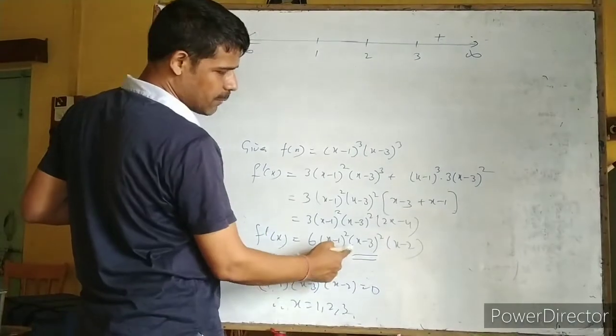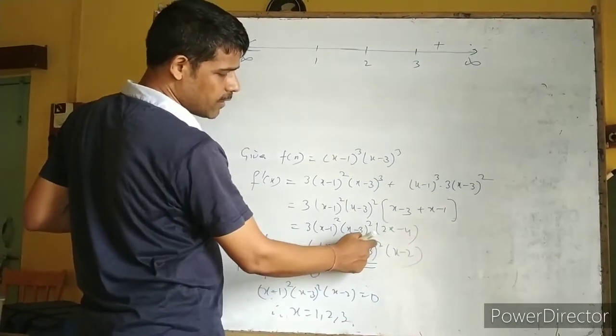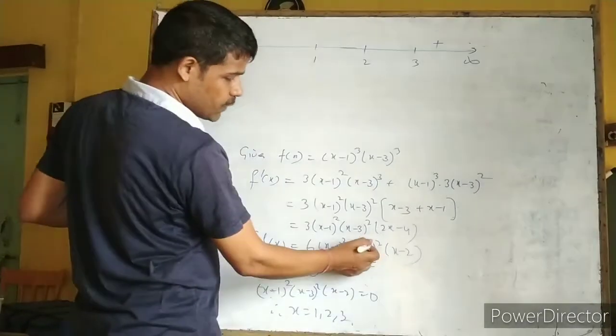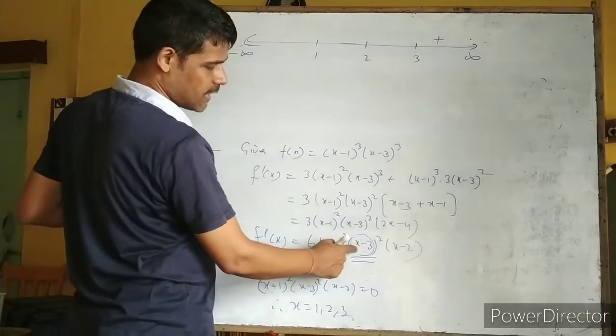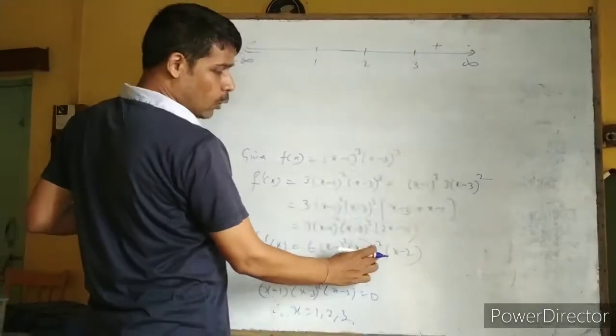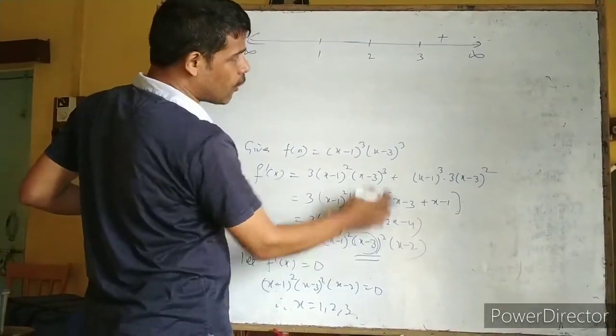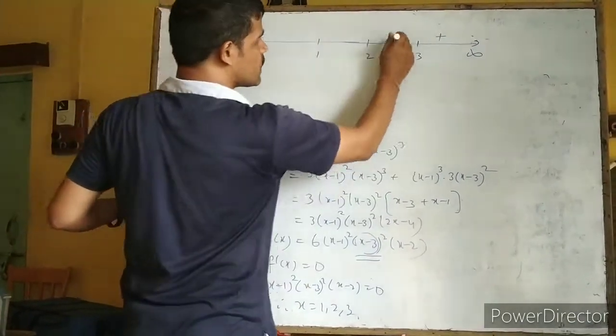And what is happening to this 3? This is x minus 3 with a square power. So even if this part is negative when you go to less than 3, the whole square will make it positive. So this power is a square, and you are crossing this 3, which is x minus 3, so the sign will not change.